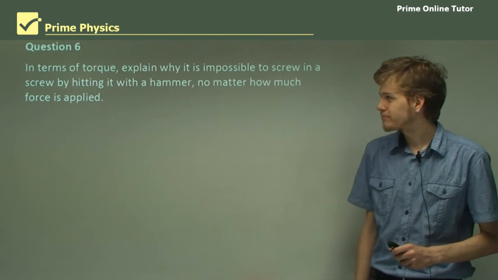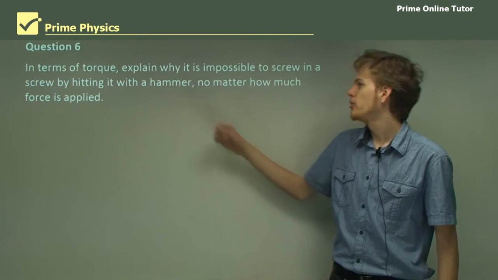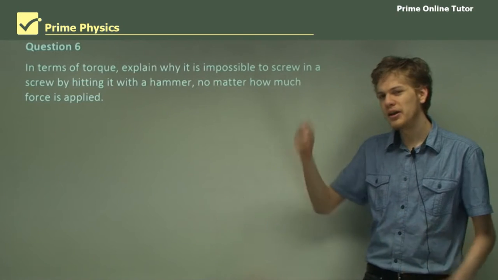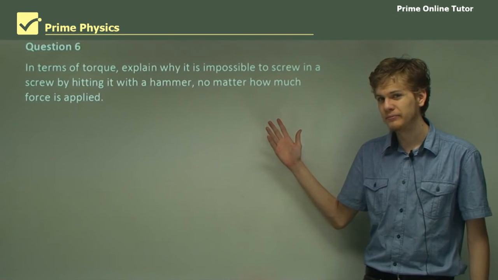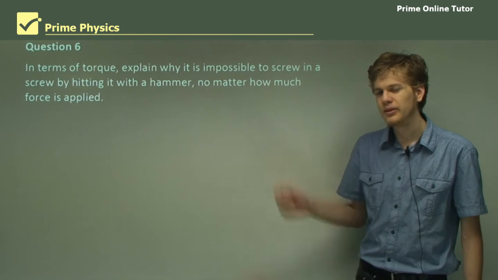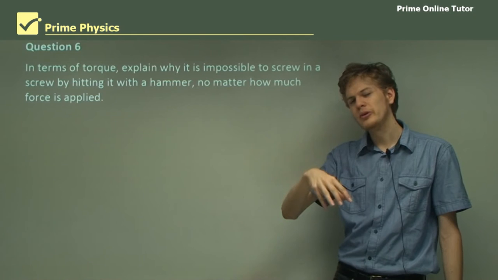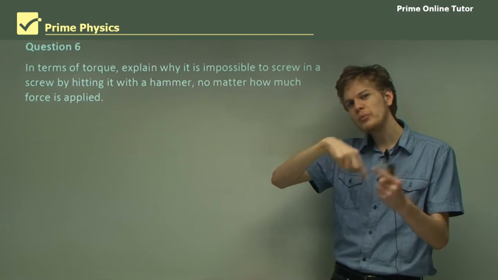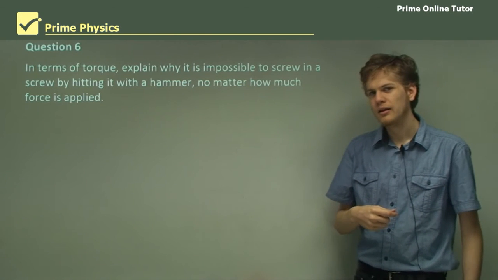Question 6. In terms of torque, explain why it is impossible to screw in a screw by hitting it with a hammer, no matter how much force is applied, right? So you can use a hammer to sort of drive a screw into a piece of wood, but you won't be following the little grooves of the screw. So why is this?